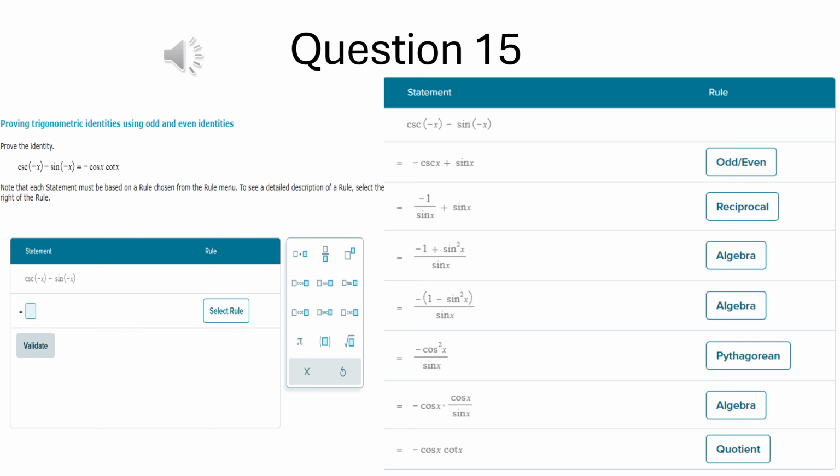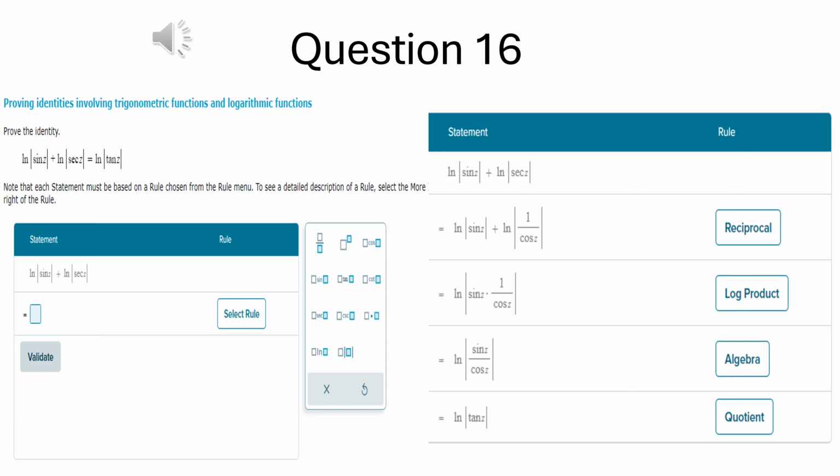And the answer is minus cosine x, sorry, minus cotangent x. Exactly the same as the right hand side. Done the proof. Well, and this is a little bit weird, because it combines trigonometric functions and a logarithmic function.